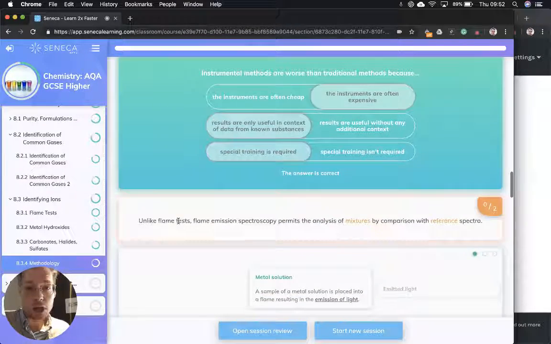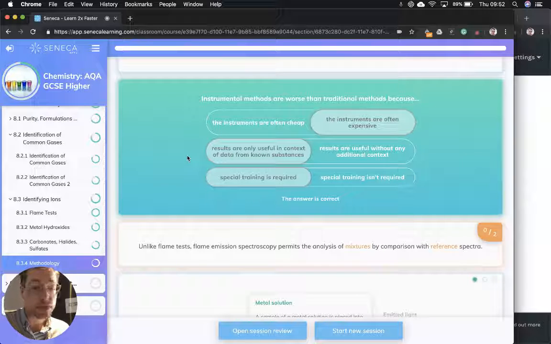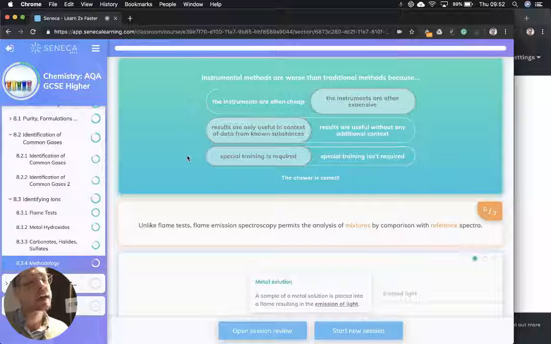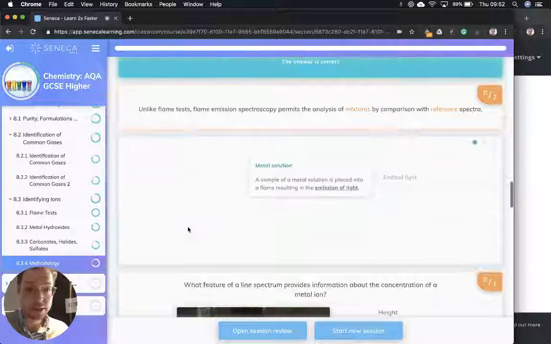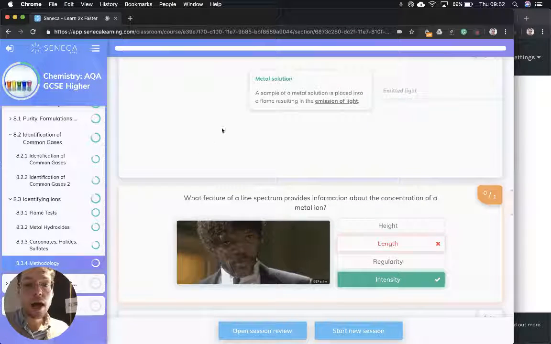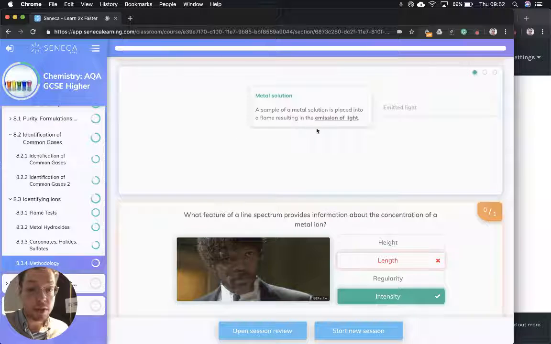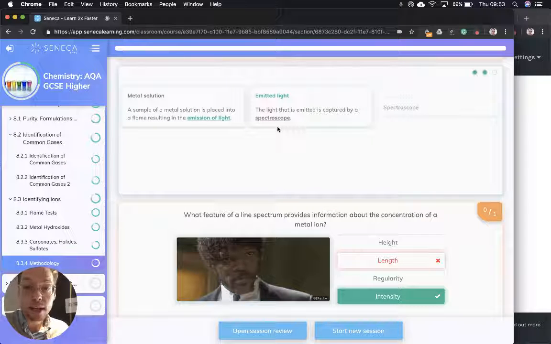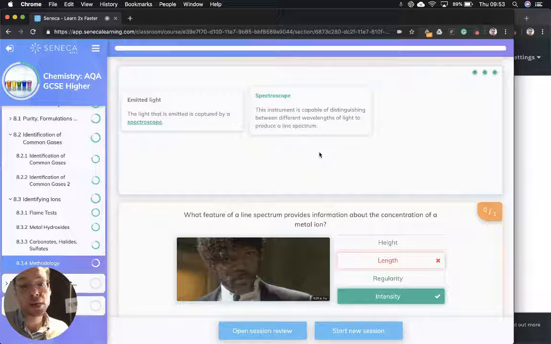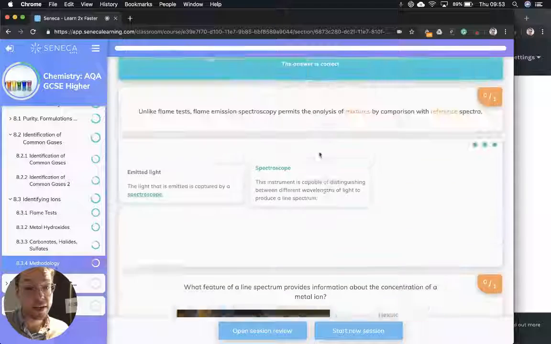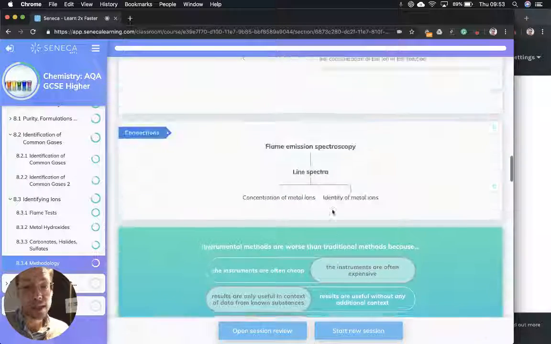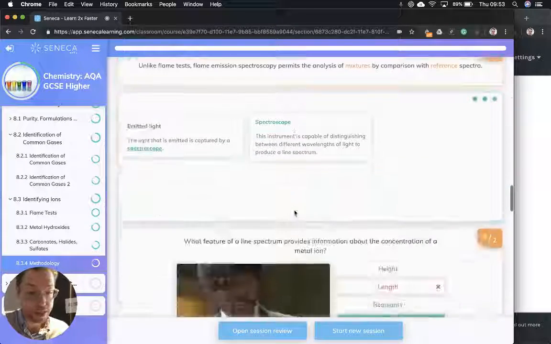Okay, now do we remember some of the reasons why instrumental methods are worse than traditional methods? Can you remember back to the start of the episode? Well, 3 things. They are expensive, the results are often only useful in the context of data from known substances, and special training is required. Okay? So, a sample of a metal solution is placed into a flame, resulting in the emission of light. The emitted light is captured by a spectroscope, and the instrument is capable of distinguishing between wavelengths of light to produce a spectrum. So that was a nice little review of flame emission spectroscopy.